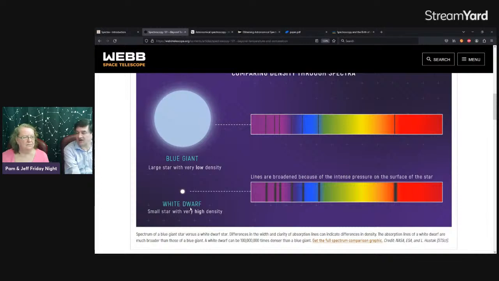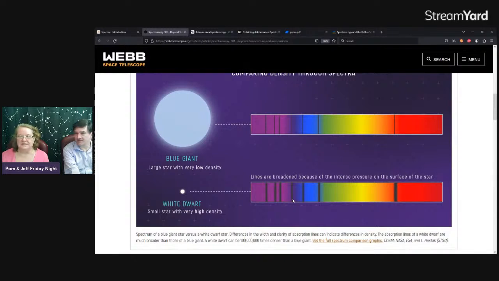And even still now, what's the difference between a blue giant and a white dwarf? Well, one's fuzzy, the other one's not. They could both, if the blue giant's really far away, it could be as bright as a white dwarf. But if the lines are sharp, it's a blue giant. If they're fuzzy, it's a white dwarf.